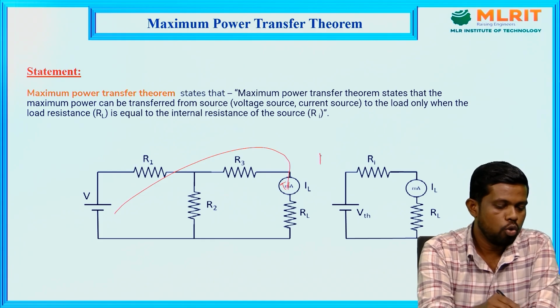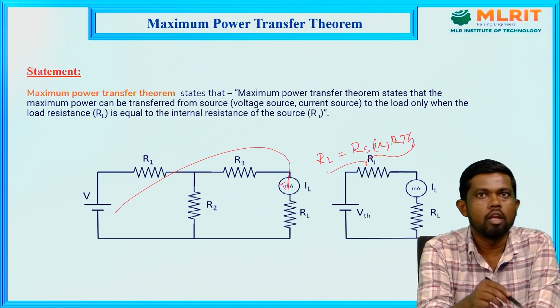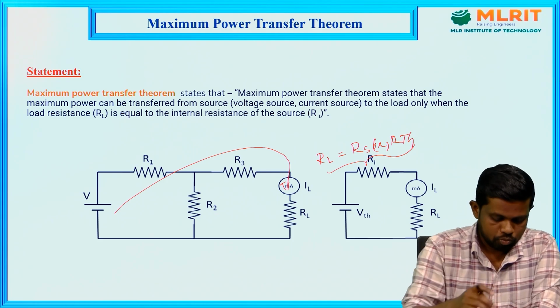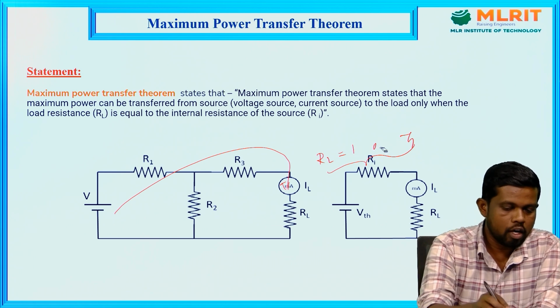When the load resistance is equal to the source resistance, or also we can say the Thevenin resistance, only then is the maximum power going to be transferred to the load element. So that is the statement of this maximum power transfer theorem. This theorem is applicable to any kind of circuit.